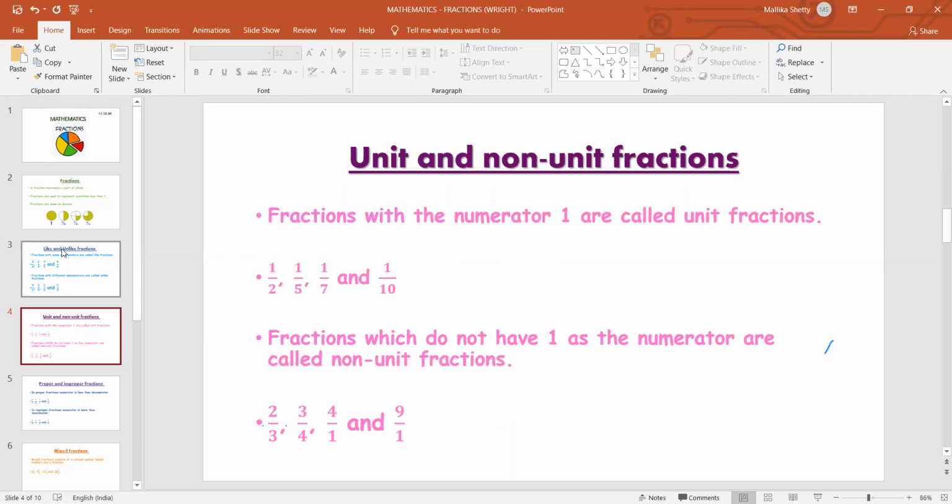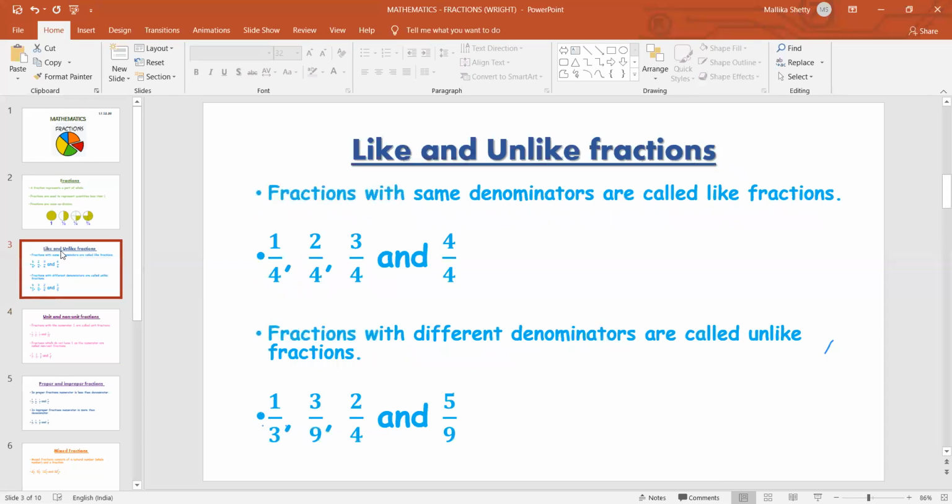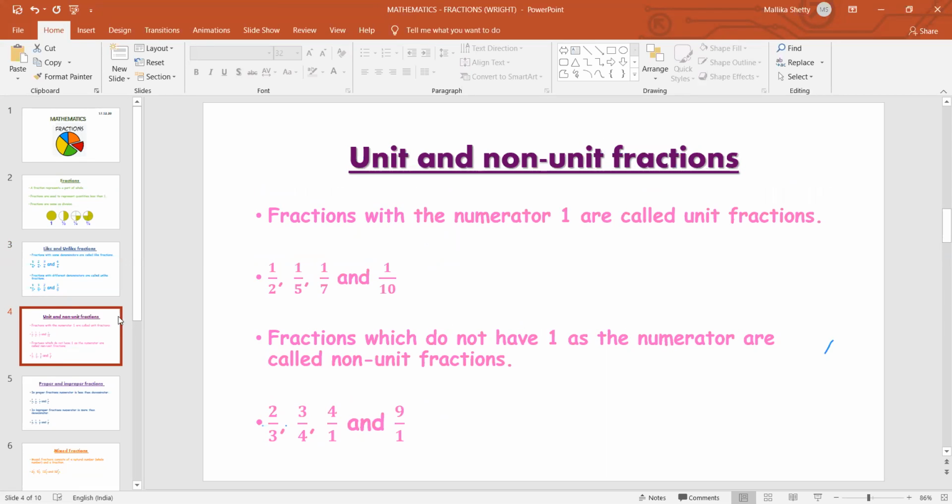Now, next thing, what is unit fraction and what is non-unit? Have you all done unit fraction and non-unit? Okay. Now, this is another type of fraction. One is unit and other is non-unit. Fractions with the numerator 1 are called unit fractions. Any fraction which has 1 in its numerator is called a unit fraction. For example, 1 by 2, 1 by 4, 1 by 7, 1 by 5, 1 by 7 and 1 by 10. All these fractions have 1 in their numerators. So they are known as unit fractions. Simple.